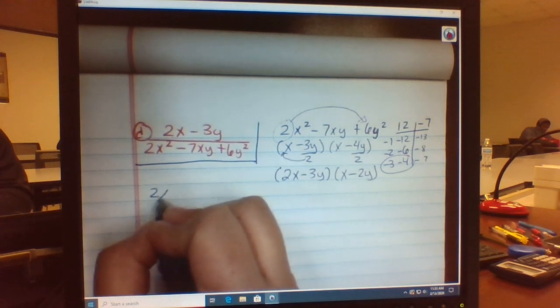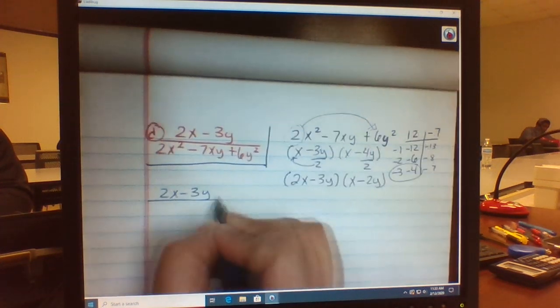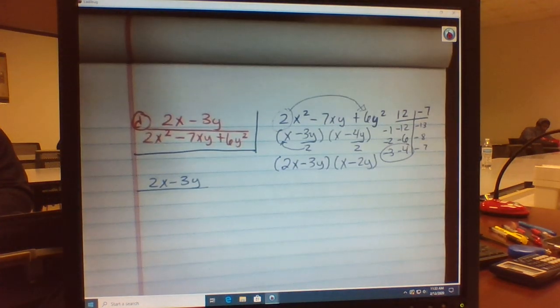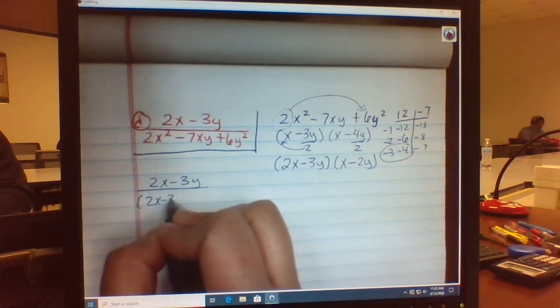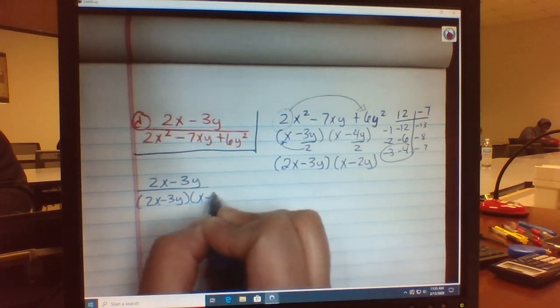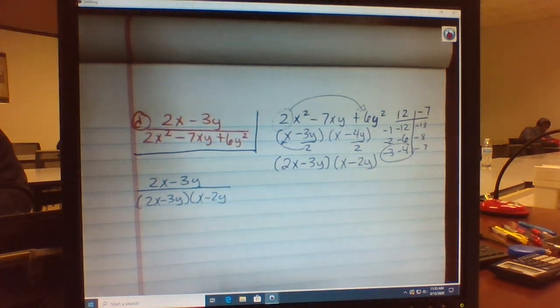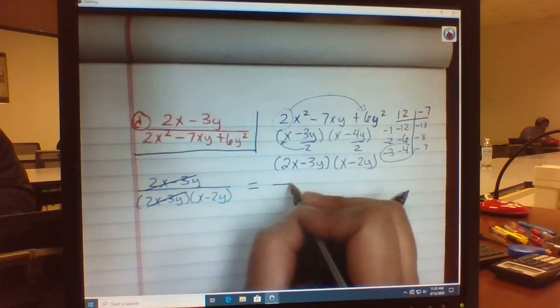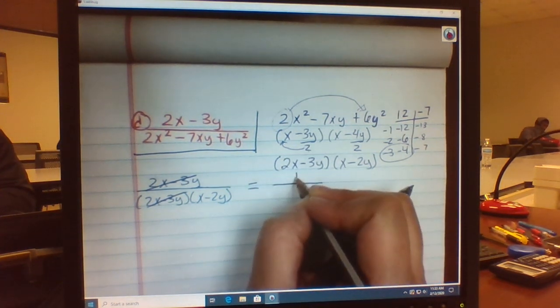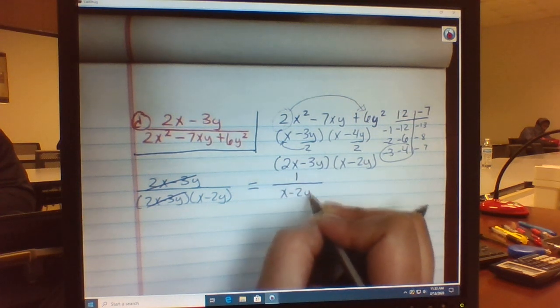The top stays the top. We didn't do anything to the top once again because you can't. This, I'm going to rewrite in the bottom: 2x minus 3y, x minus 2y. Do we have anything that's the same? 2x minus 3y. There's nothing left on top, so what must I put? A 1. And x minus 2y.